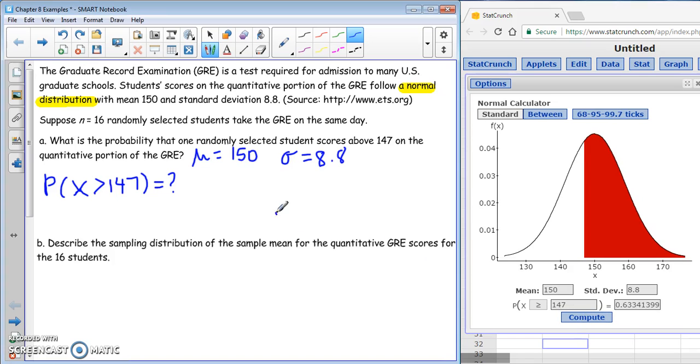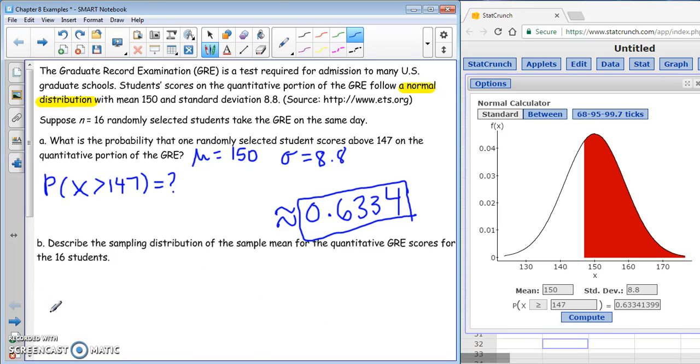So our probability here is approximately 0.6334. So that's our probability there. So I'm going to rewrite this. 0.6334 is the probability that a randomly selected student scores above 147. So now let's look at the next question.